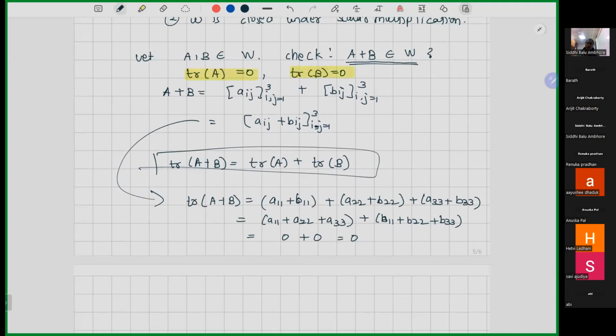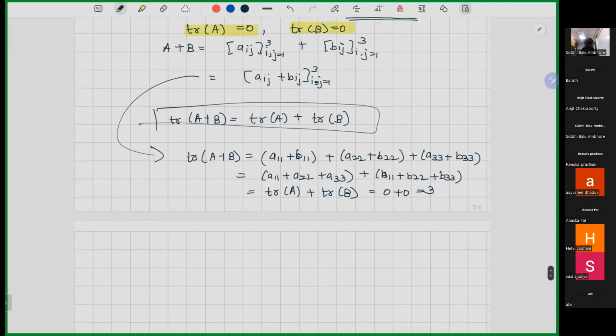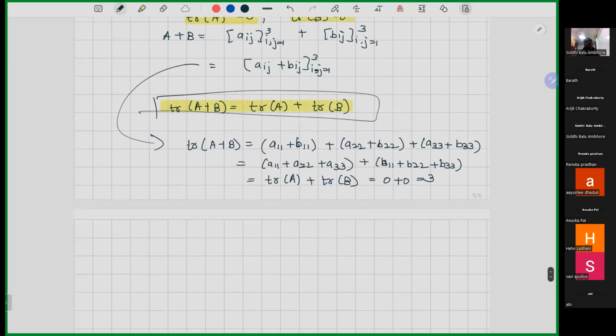Okay. So using this, we get that this is nothing but trace of A plus trace of B, which is 0 plus 0, which is 0. Okay. So our W is closed under addition. Even if you do not know this property, which is really handy when we are doing immediate calculations, please understand this.